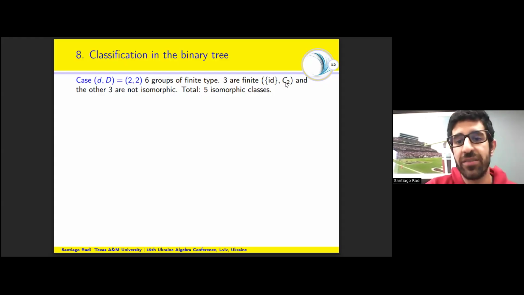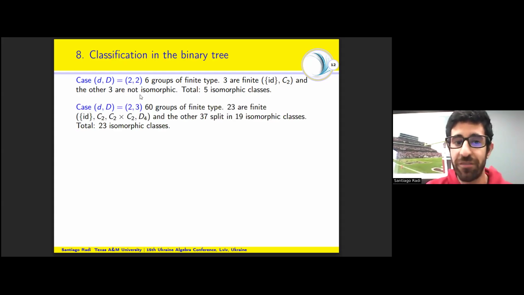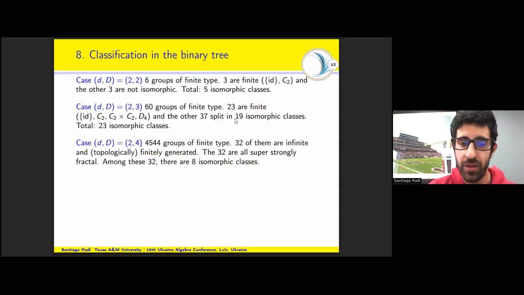3 of them are finite, but there are 2 isomorphic classes, and the other 3 are not isomorphic, basically by using the main result. In total, we have 5 isomorphic classes. Binary tree, but with def3, there are 60 groups, 23 are finite, and they split in 4 classes, and the other 37 split in 19 classes, so we have 23 in total. In def4, we have 4,544. This was also calculated by Bondarenko and Samoilovich.